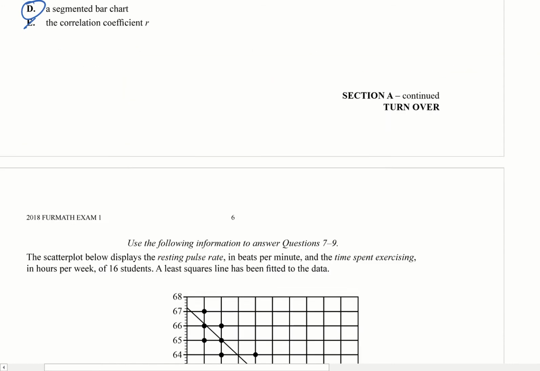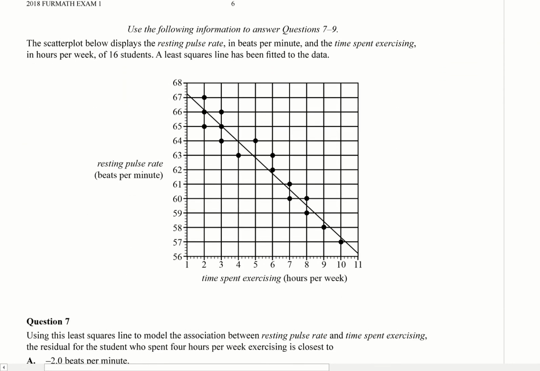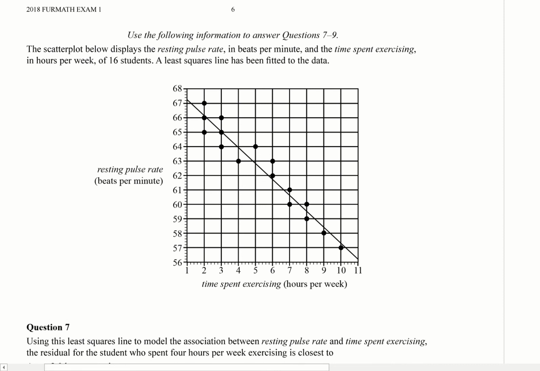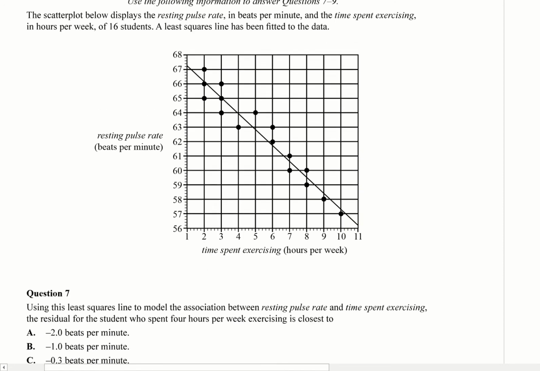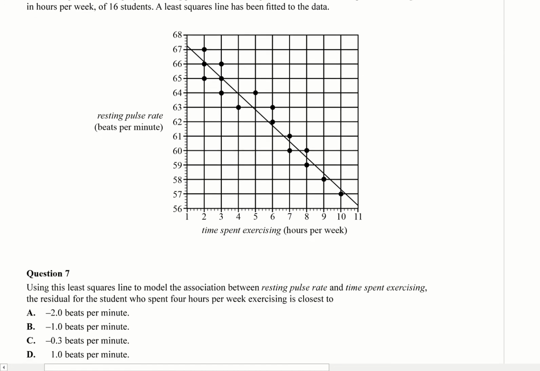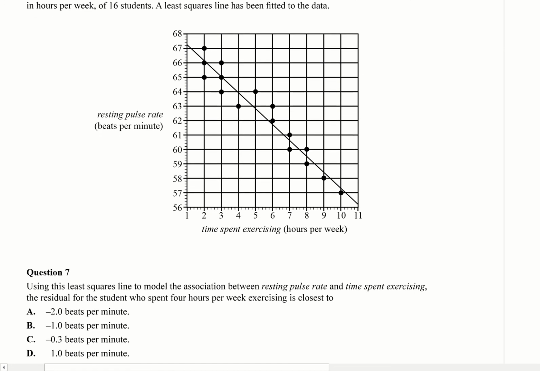Okay. Question 7. The scatter plot. So this is for 7 to 9. The scatter plot below displays the resting pulse rate in beats per minute and time spent exercising in hours per week of 16 students. The least squares line has been fitted to the data. Using this least squares line to model the association between resting pulse rate and time spent exercising, the residual for the student who spent 4 hours per week exercising is closest to.